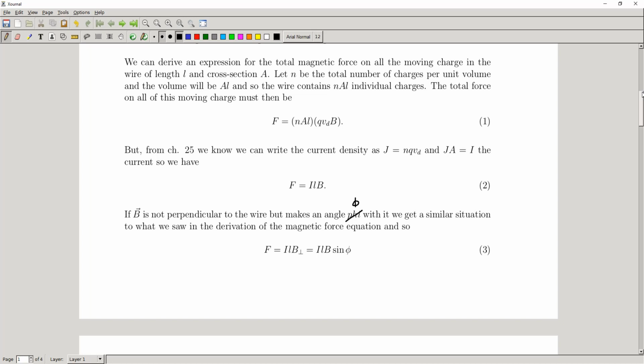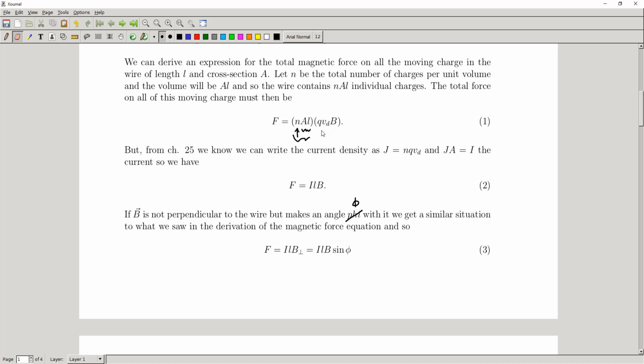And so this expression in equation 1 here is the expression that we get, so I'll point to each of these things and mention what they are. This is the number of charge per unit volume. These two give us our volume, so the whole thing gives us the number of total charges moving, times the charge on each of them, just the value q, times the velocity that they're moving at, the drift velocity, right, times the magnitude of our magnetic field.